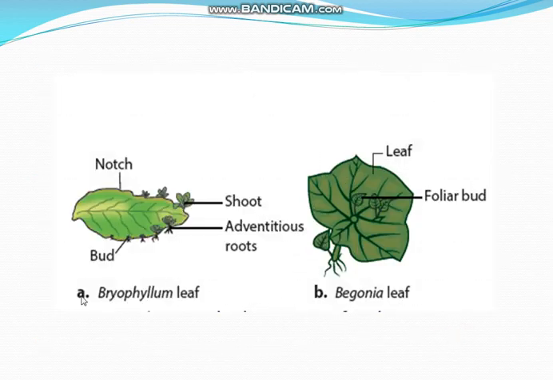Here you can see the Bryophyllum leaf and also the Begonia leaf. Here are the notches, and the small plant is arising from the notches, that is the shoot, and you can see some additional leaves, roots, that are called adventitious roots, and small buds also there. These two are examples of vegetative propagation by leaves, Bryophyllum leaves and Begonia leaves.